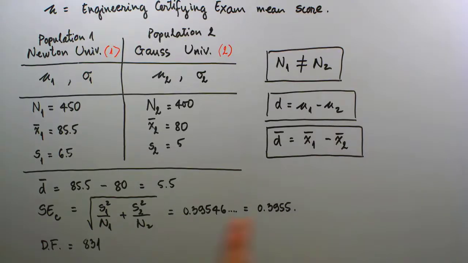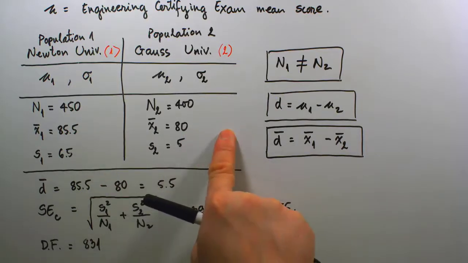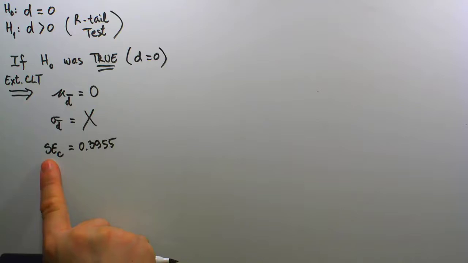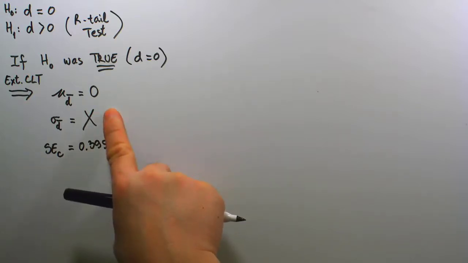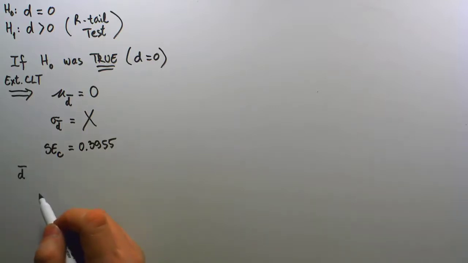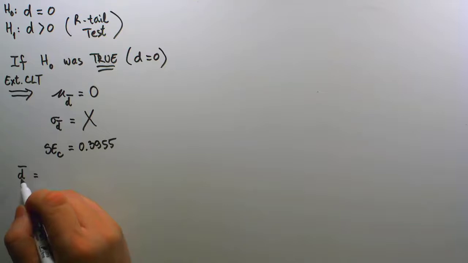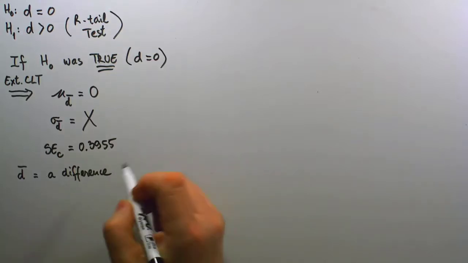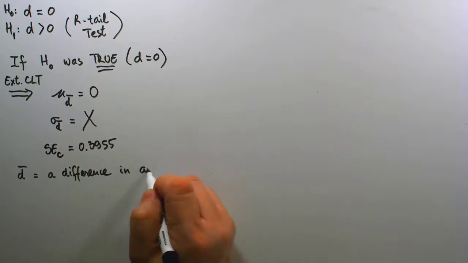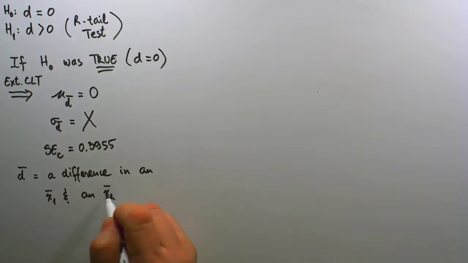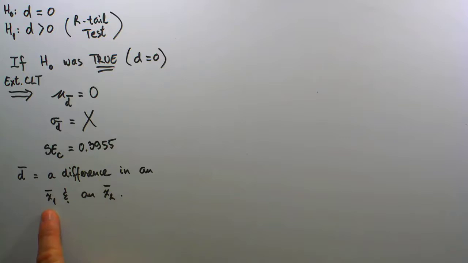And that was the calculation that we had earlier, right from the two samples, right after the moment that we listed down the given information from our two samples. And so once we know that we can use the SEC as a close approximate of sigma d bar, along the way we recognize that d bar is a continuous random variable which represents a difference in an x bar 1 value and an x bar 2 value. So d bar is generally just any difference between an x bar 1 value and an x bar 2 value.